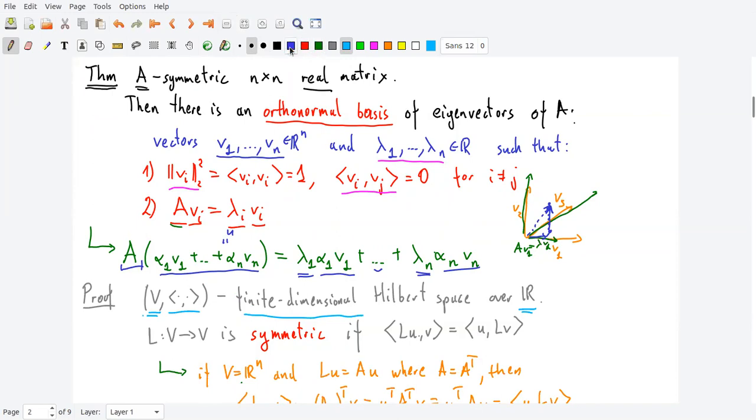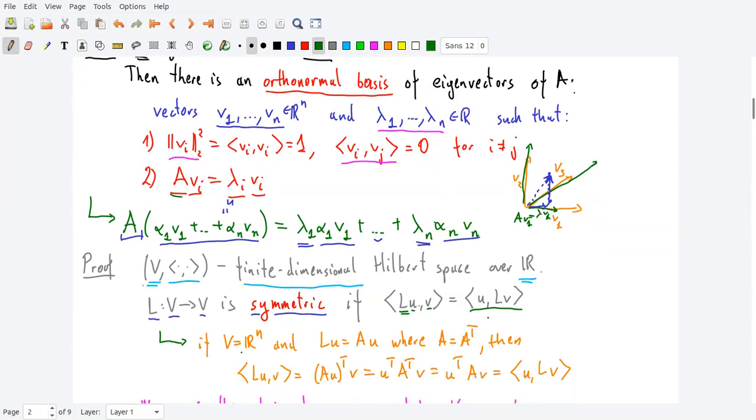And an operator L, so an endomorphism, a mapping from V to V that is linear, is called symmetric if it satisfies the following equality. Whenever you have two vectors u and v, if you take a scalar product of u and v, and to one side you apply L, that's the same as if I moved the application of L to the other side. So this is an abstract definition of a symmetric endomorphism of a Hilbert space.